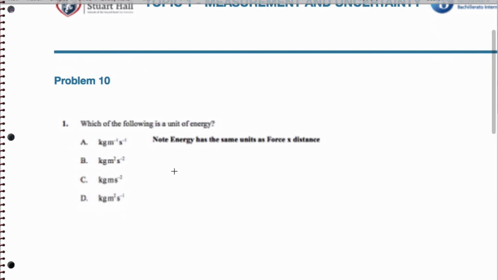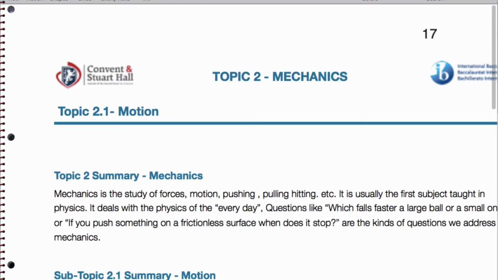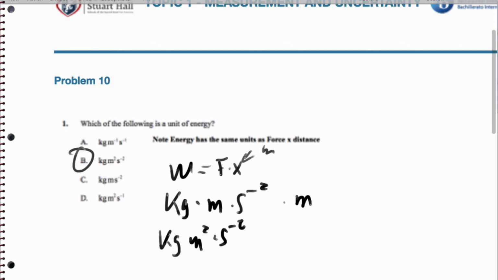Now for problem 10, which of the following has the units of energy? We've already talked about this. Work is force times distance. We can use any of the calculations from before. Work and energy have the same unit, so newtons is kilograms, meters, seconds to the negative 2 times meters for the x part. And that's going to give us kilograms, meters squared, seconds to the negative 2, which is exactly choice B.